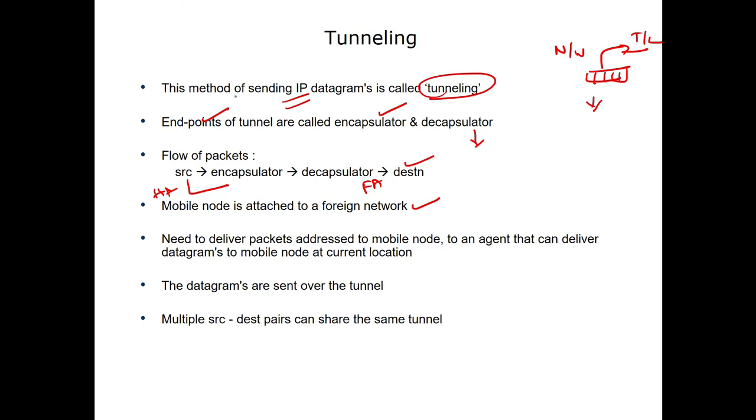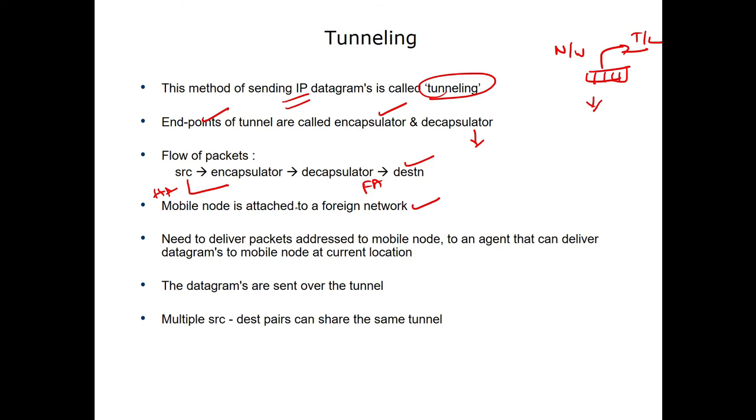So how this tunneling process takes place with respect to the endpoints of the tunnel: the sender end is said to be the encapsulator, and the receiver end is said to be the decapsulator. From the source, it will send the packets to the encapsulator and then to the decapsulator with respect to the foreign agent, which receives with respect to the destination.